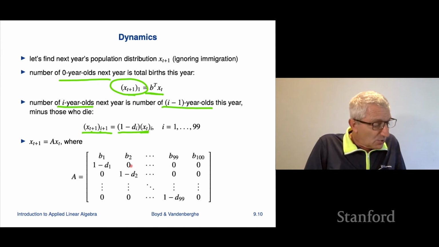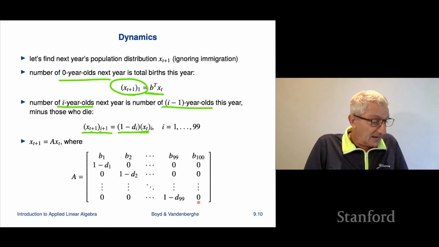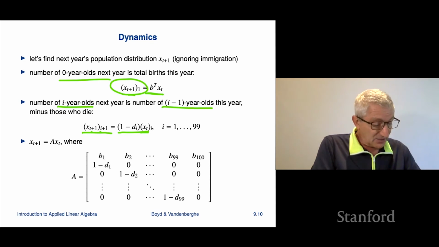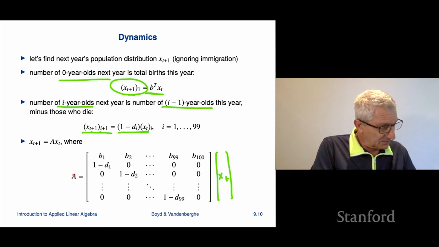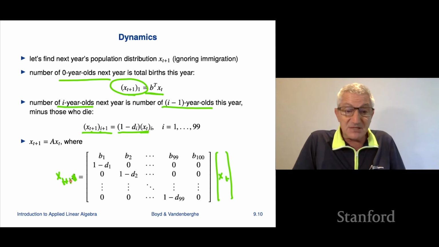Then the next rows are very interesting. Each row only has one non-zero entry. And by the way, that makes sense. Let's actually interpret what that means. You can check: you can put an x_t here, and this becomes x_{t+1}, and you can just work it out and see that it makes sense.